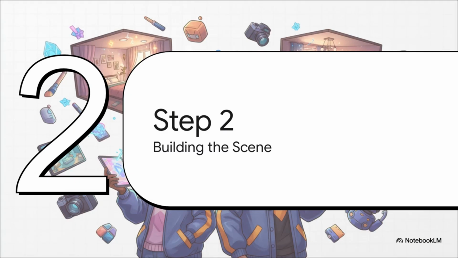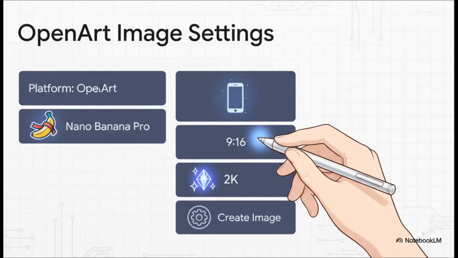All right, so we have our text-based blueprints ready to go. Now it's time to head over to our digital artist, OpenArt, and actually start constructing the visuals. Okay, before you do anything else, let's get your settings right. Inside OpenArt, you're going to go to the Create Image tab. You'll want to select the Nano Banana Pro model. Then set your aspect ratio to 9:16. That's for the perfect vertical video format. And you'll want to crank that resolution all the way up to 2K for a really crisp, high-quality image.